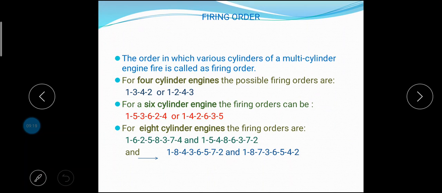And for 8-cylinder engines, the firing orders are 1 to 6 to 2 to 5 to 8 to 3 to 7 and to 4, and 1 to 5 to 4 to 8 to 6 to 3 to 7 and to 2, and it may be 1 to 8, 8 to 4, 4 to 3, 3 to 6, 6 to 5, 5 to 7, 7 to 2, and 1 to 8, 8 to 7, 7 to 3, 3 to 6, 6 to 5, 5 to 4 and 4 to 2. This is the basic concept of firing order of the ignition cylinders.